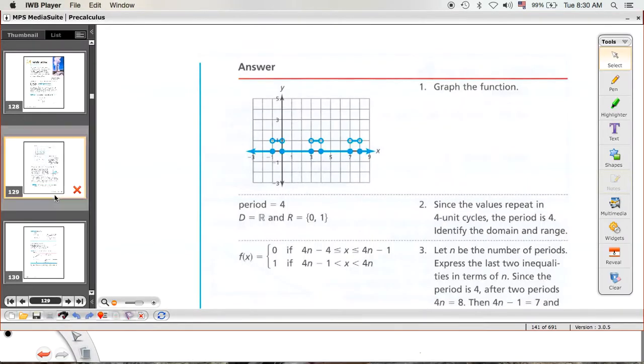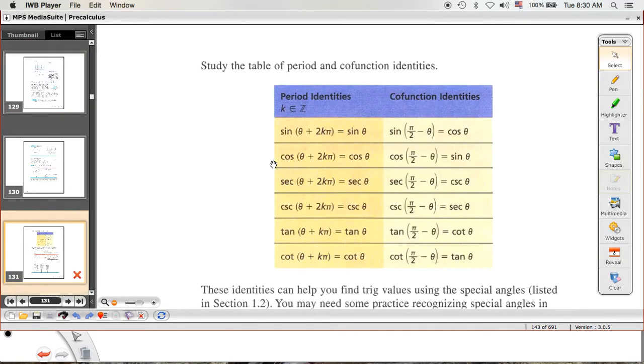In your book here, on page 131, you have some identities that will help you. These are period identities here on the left-hand column. Basically what it tells you is that sine, cosine, secant, and cosecant have a period of 2 pi. What that means is when we look at those graphs, they repeat every 2 pi radians. One time around the circle, and they're repeating. Now, tangent and cotangent repeat half a time around the circle. So their period is only pi.